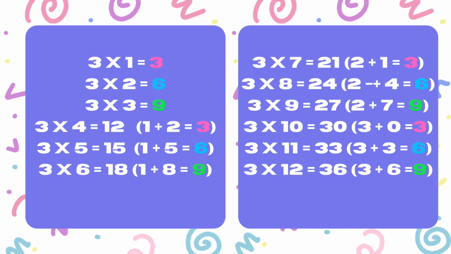For the next one, 3 times 6 equals 18. If you take the numbers 1 and 8 and add them together, you will get 9. This continues for all of the 3 times tables. Now, remember, if your answer adds up to the number 3, the number 6, or the number 9, there's a good chance that you are correct.